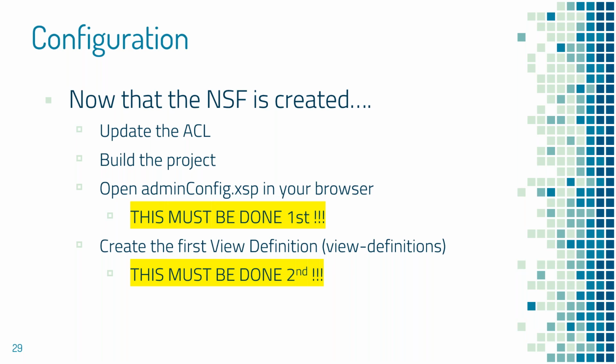So you need to update the ACL. You need to build the project because what you've downloaded has been built by me and probably will not work. And then now we're actually going to start configuring the control.